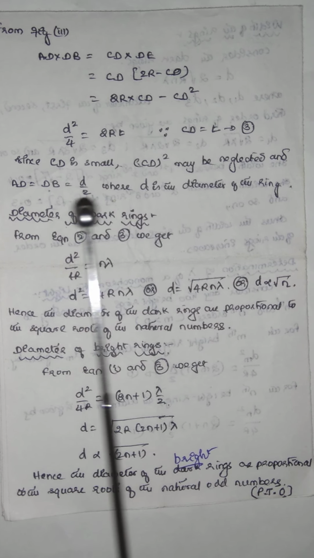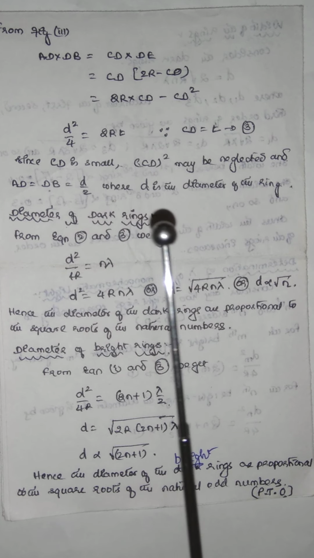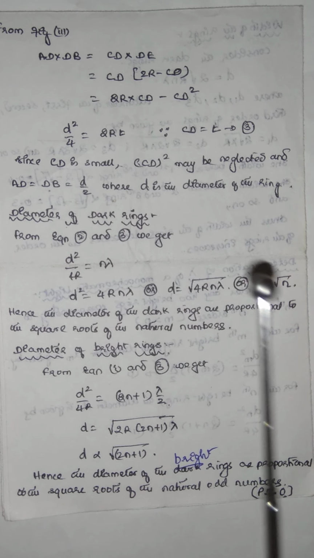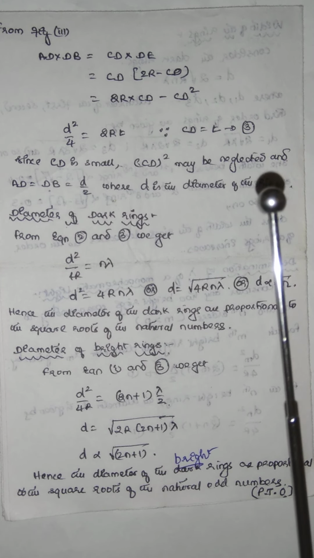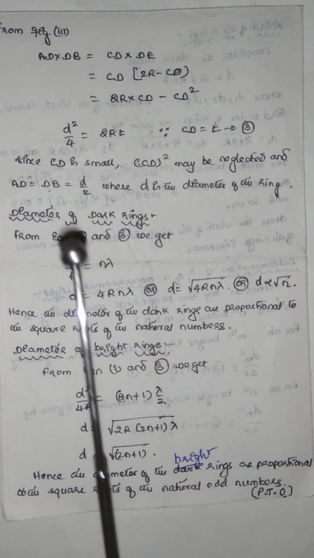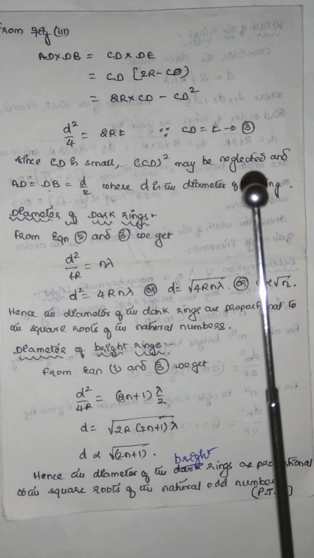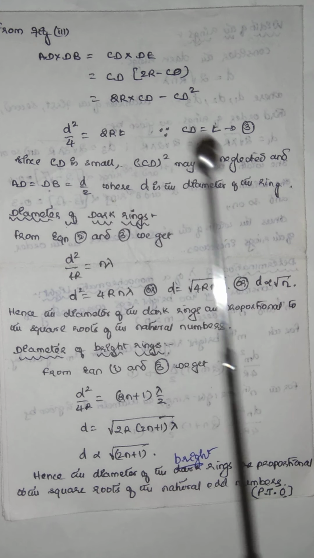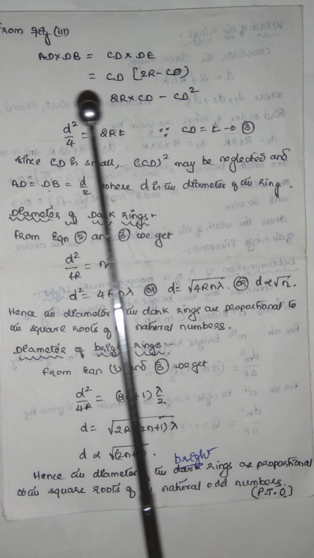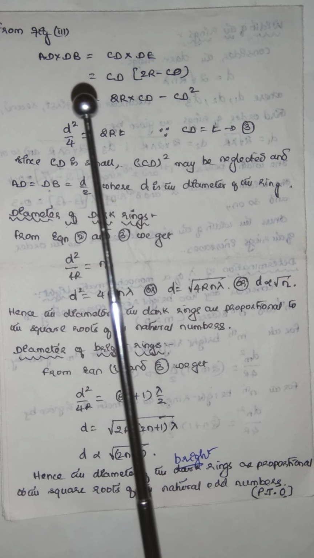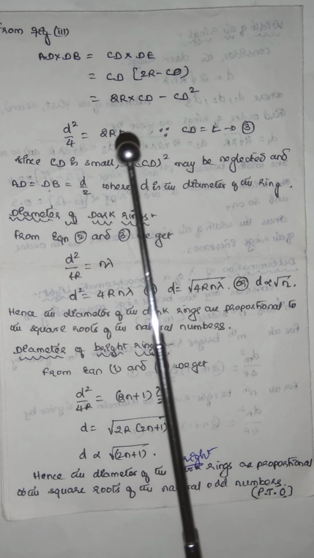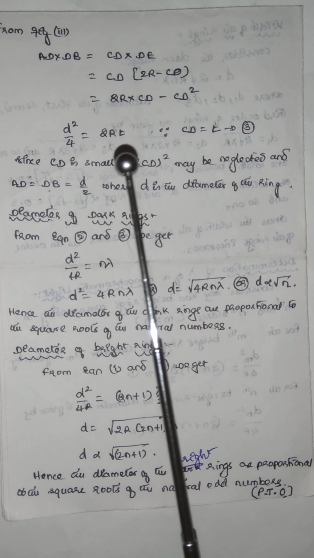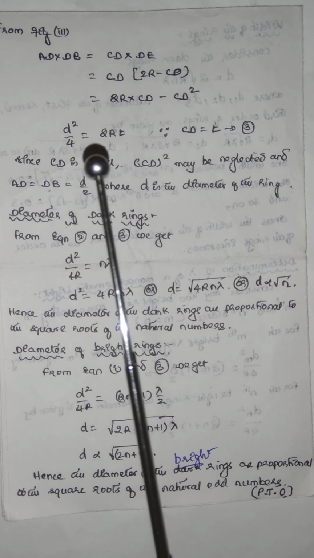AD is equal to DB is equal to D by 2, where D is the diameter of the ring, and the value of higher orders of CD square may be neglected. For small values of CD, CD square can be neglected. Therefore, CD, that is AD into DB, is D by 2 into D by 2, which is D square by 4. That is equal to 2R. CD is nothing but T. That is, 2RT is equal to D square by 4.